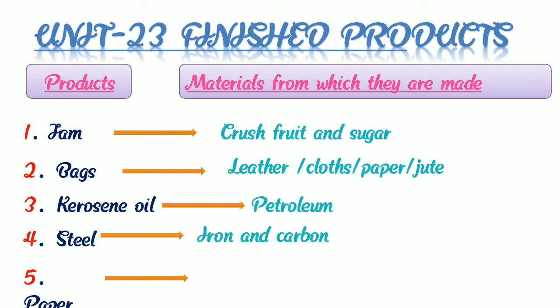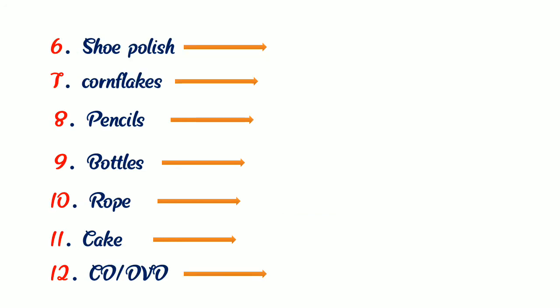Okay, now number 5, paper. Paper is made from wood pulp. Okay, very good. Now next, children, you are all right with me. Number 6, shoe polish. Shoe polish is made from which material? It's made from wax, dye, oil, etc. Okay, very good.